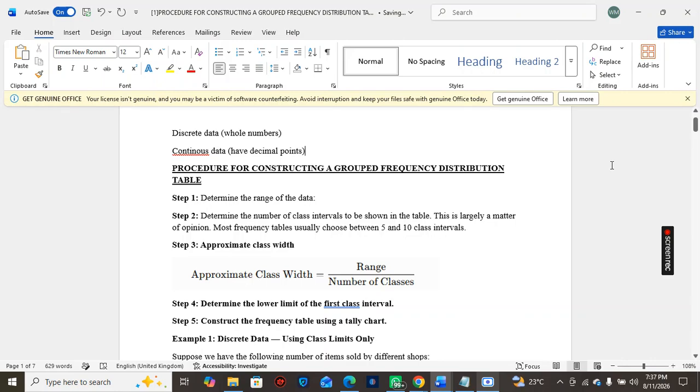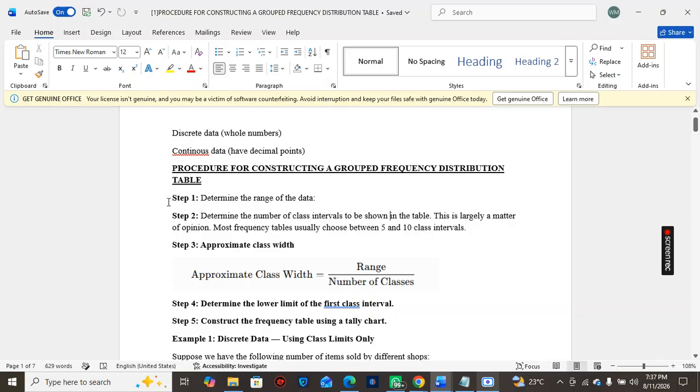Discrete data is number of things, like number of people, number of cars, number of trees, number of items, or let's say shoes. You never have decimals with those. But continuous data is like weight, height, test marks. There you're going to have decimal points.